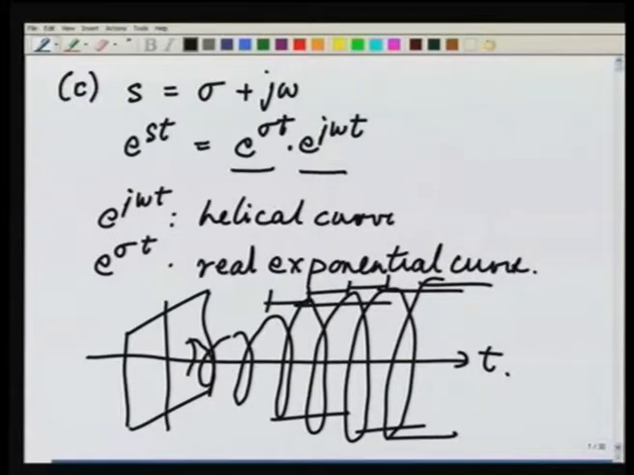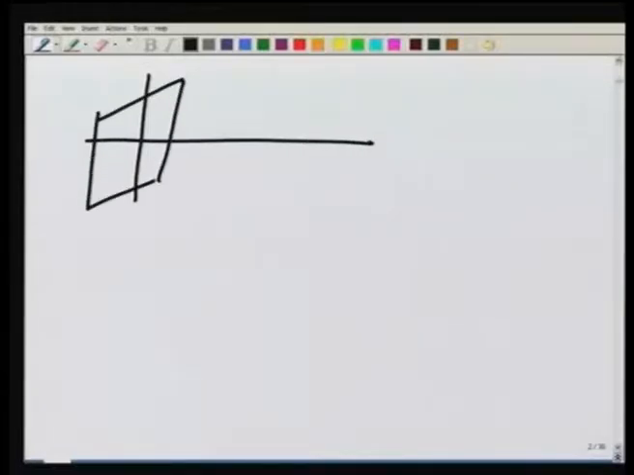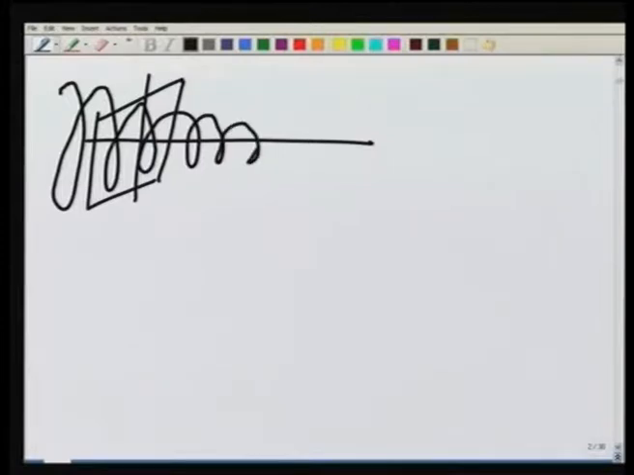In fact, this will happen for a choice of sigma greater than 0, which will become clear if we go back to the real exponential curves for sigma greater than 0. When sigma is less than 0, we have a slightly different looking curve. The diameter would expand in the opposite direction of time. We would have a large helix to begin with, progressively getting smaller and smaller and smaller. This is for sigma less than 0.